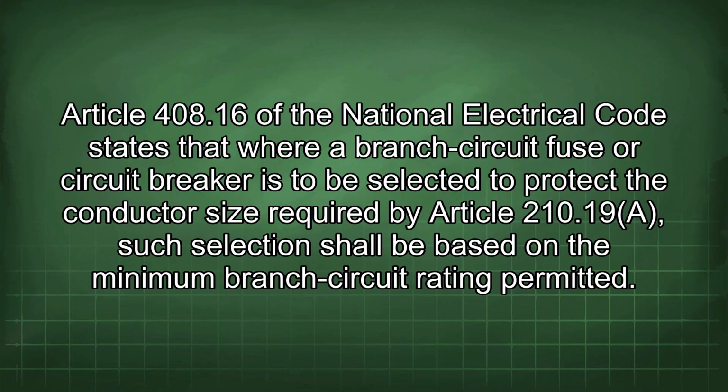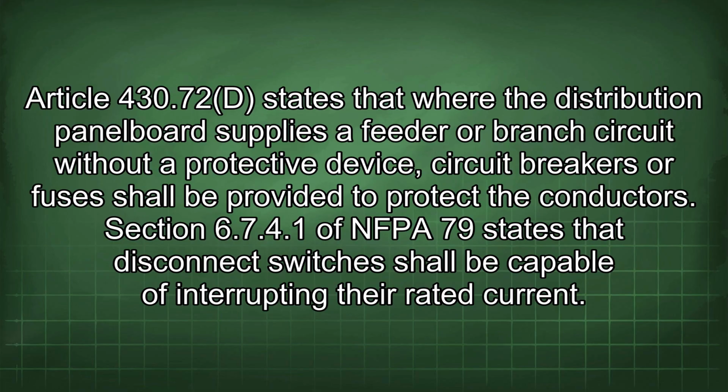Article 408.16 of the National Electrical Code states that where a branch circuit fuse or circuit breaker is to be selected to protect the conductors sized as required by Article 210.19(A), such selection shall be based on the minimum branch circuit rating permitted. Article 430.72(D) states that where the distribution panel board supplies a feeder or branch circuit without a protective device, circuit breakers or fuses shall be provided to protect the conductors.